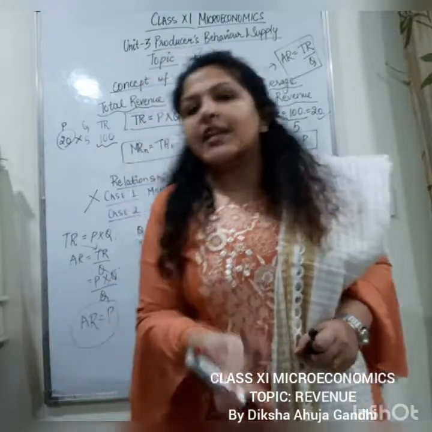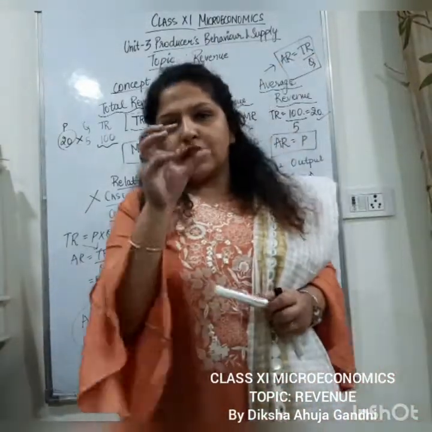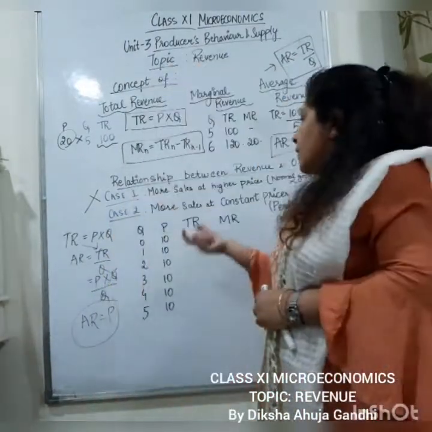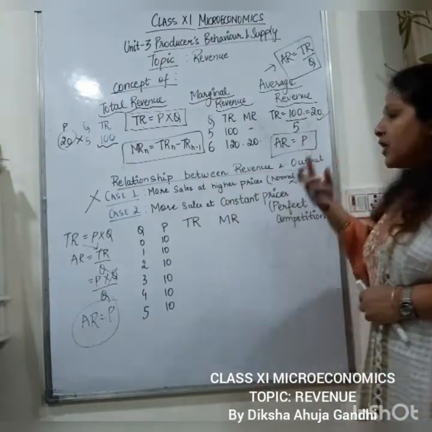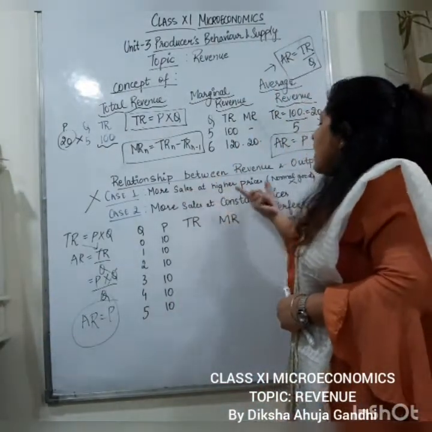Obviously the price of the commodity, right? Now let's know the crux of the chapter. As you know, the chapter is small enough, right? So we need to know the relationship between revenue and output in the 3 cases. Case number 1 says more sales at higher prices.